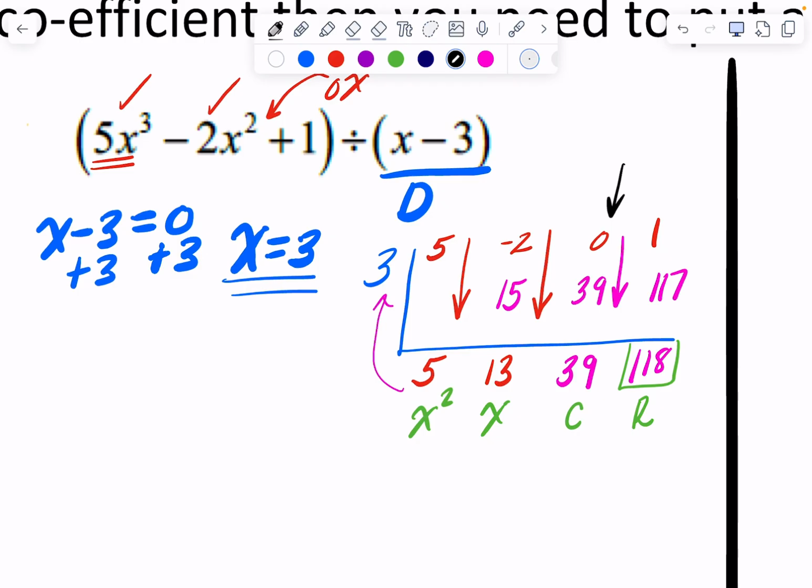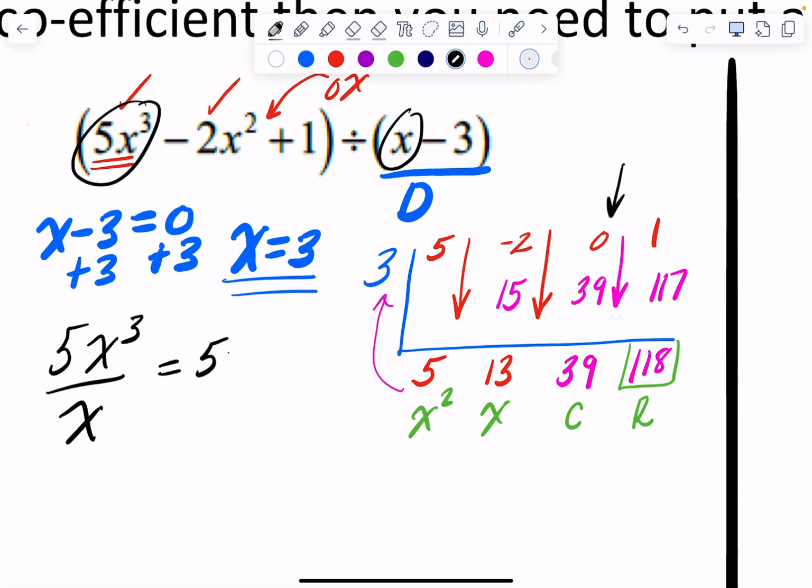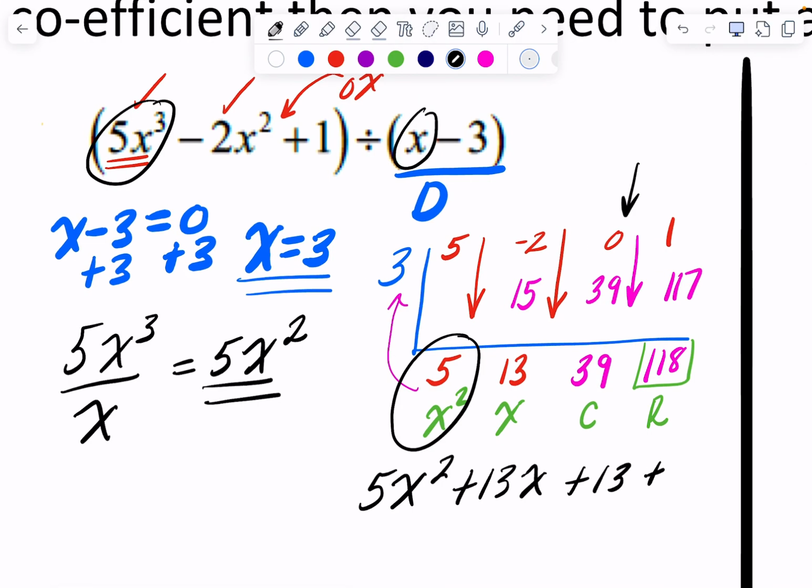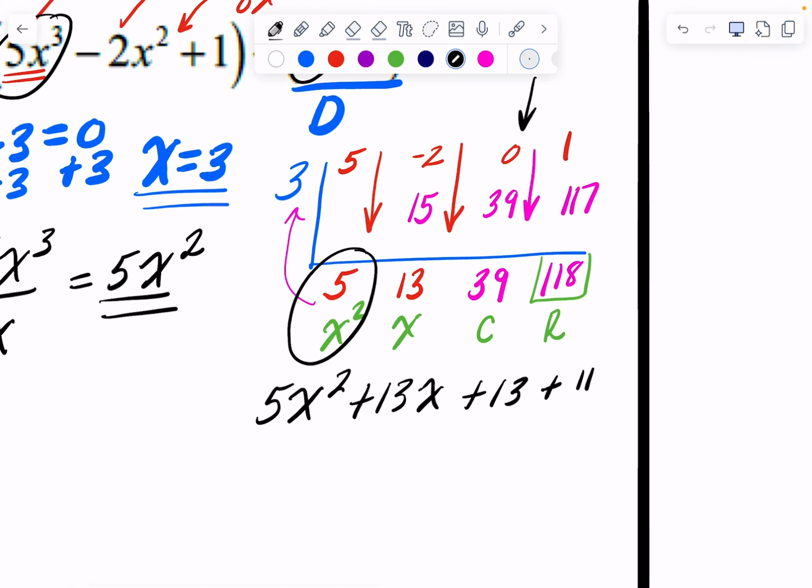So watch, what you should do instead is say, okay, so if I have 5x cubed, and that's the leading term, and I'm dividing by leading term x, that'll now be 5x squared. This should be the first term in my statement. Do you guys see? So you go, oh, 5x squared. Then you'll work your way down. Plus 13x plus 13, which after 13 would come the remainder. So we would then say plus 39. I wonder what's up with my pen. It keeps erasing stuff. So then plus 118 over the divisor. What's the divisor? x minus 3.